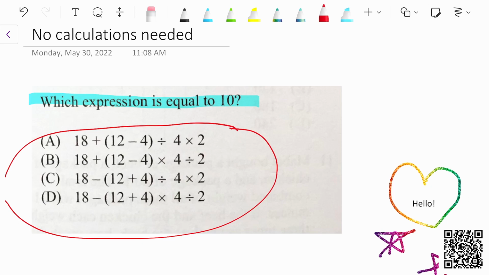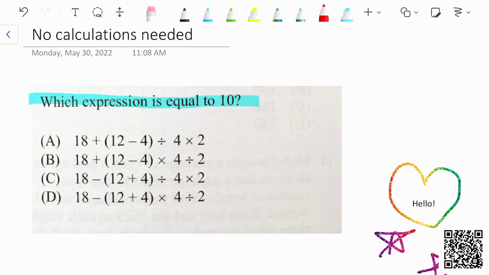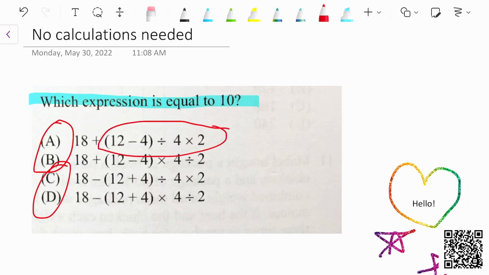So there's 4 answer choices, A, B, C, and D. No obvious answers yet, but you can notice that A and B are addition, and C and D are subtraction. So let's group them into 2 groups, A and B, and C and D. Let's start with A and B because they're the first ones. Let's look at the back because that's a little neat trick. Look at the back first.